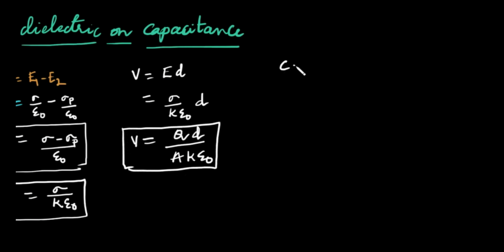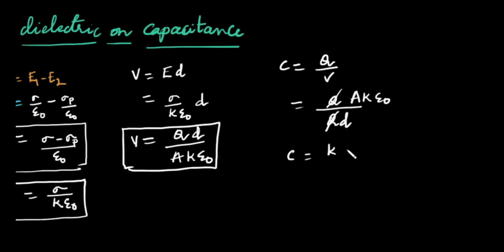So C is equal to Q by V. That is equal to Q by the V value, which is QD by A K epsilon naught. So Q and Q will get cancelled. C is equal to K A epsilon naught by D.